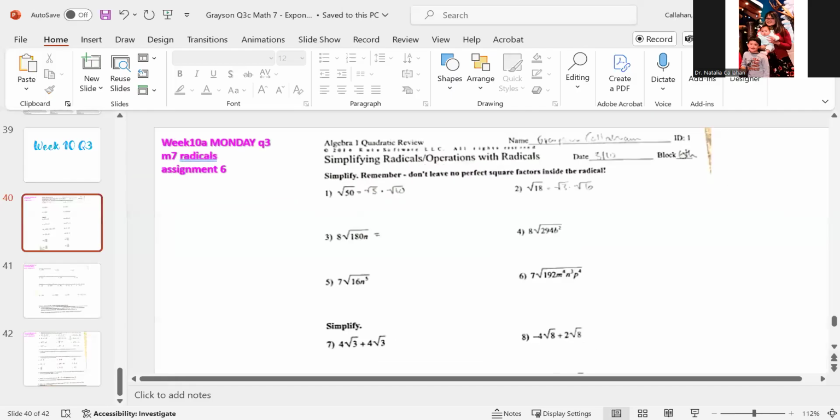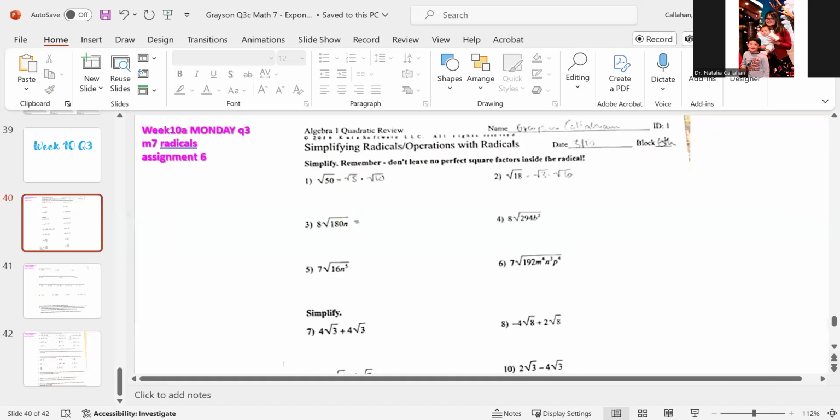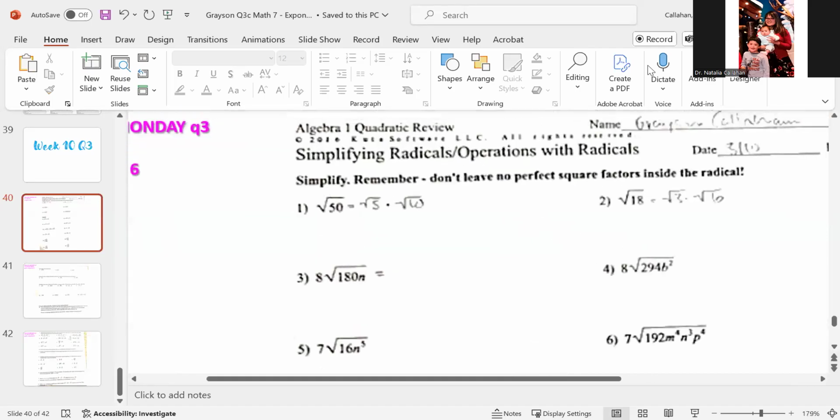All right, so this is week 10, Monday, quarter 3. Radicals assignment number 6. So looking at this right here, don't leave perfect squares inside the radical. And I want to make sure we review what a perfect square is. So label all the perfect squares. What are all the perfect squares? Name it on the side.